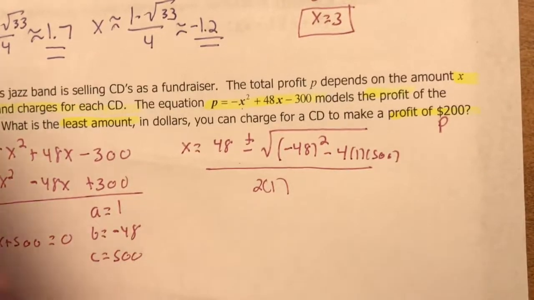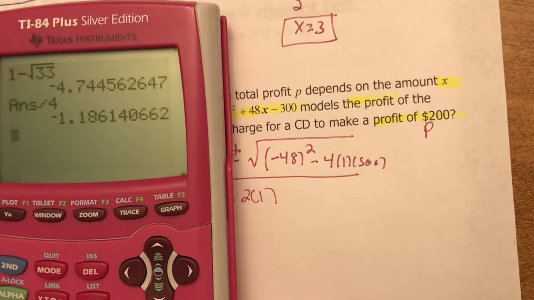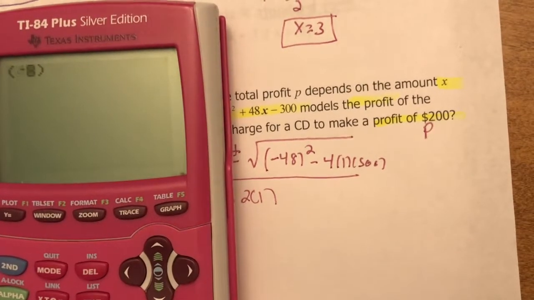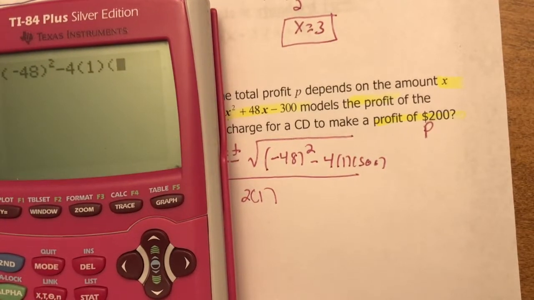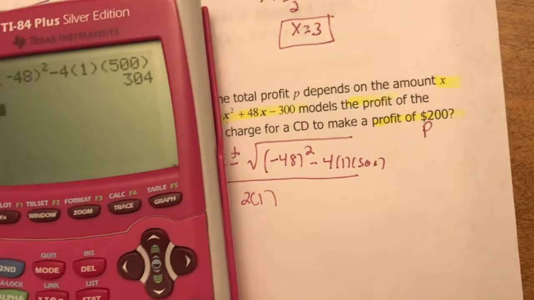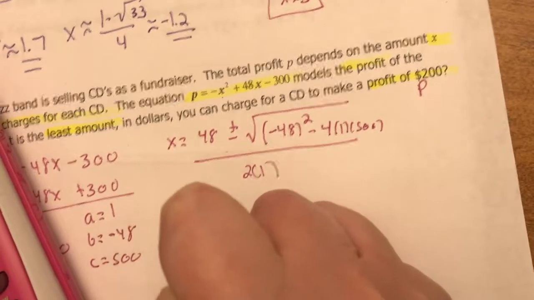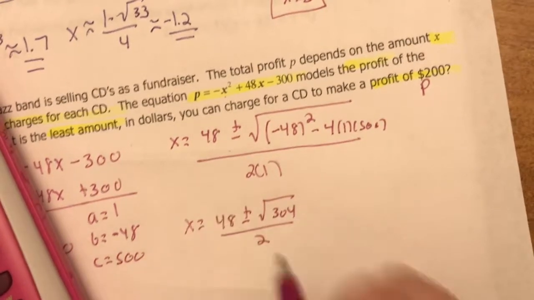So get your calculator and calculate out what's going to be underneath that square root. So you're going to do 48, actually negative 48, but it doesn't matter because negative 48 and positive 48 squared are the same, minus 4 times 1 times 500, and you're going to end up with 304. X is equal to 48 plus or minus the square root of 304 all over 2.